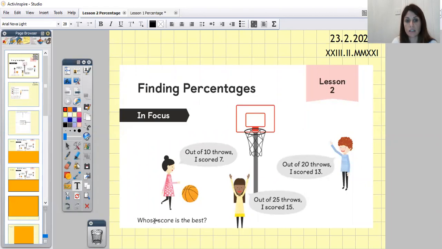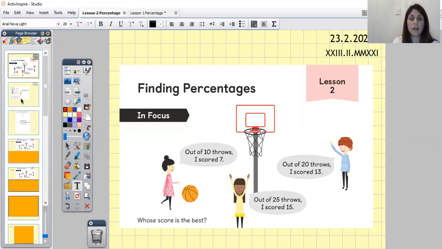Just drawing your attention to how this is spelled, because this is a mistake lots of you make, where you write who's, which is who is, rather than using the relative pronoun whose, because it's referring to whose score. So, whose score is the best, and how would we go about working that out? Yesterday, we had a think about the show it, draw it, explain it, and prove it model. And we're going to have a go at doing that today.